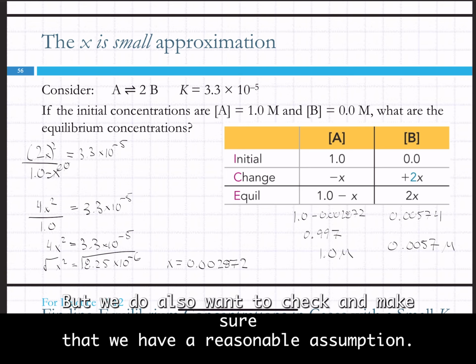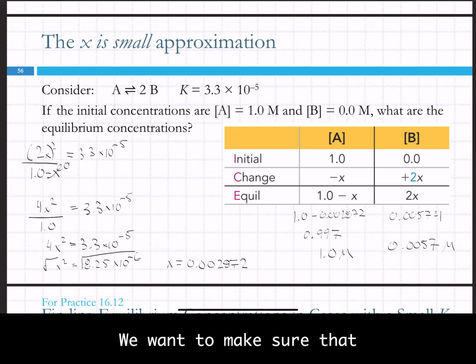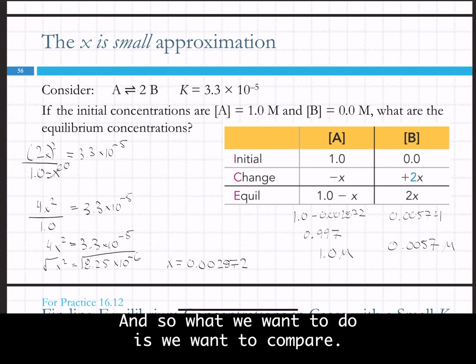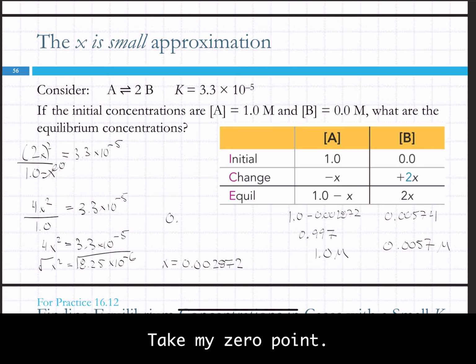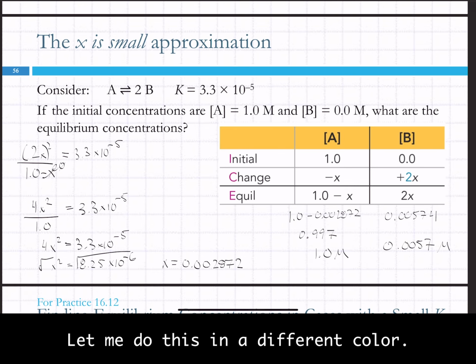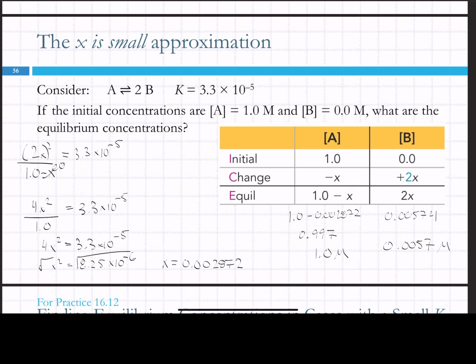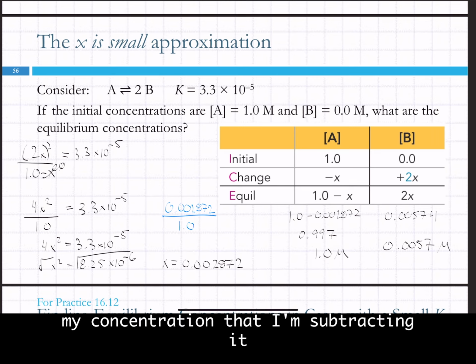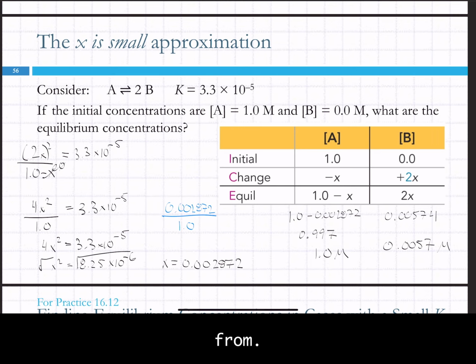But we do also want to check and make sure that we have a reasonable assumption. We want to make sure that it's okay to assume that x is small enough to ignore. So what we want to do is take what I calculated for x, 0.002872, and divide that by my concentration that I'm subtracting it from, multiplied by 100.